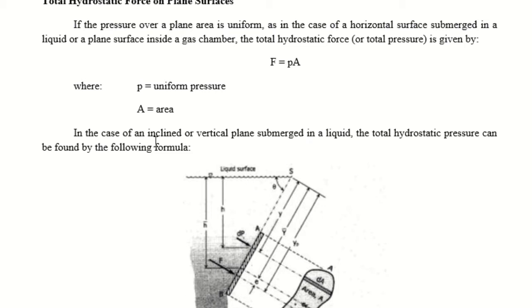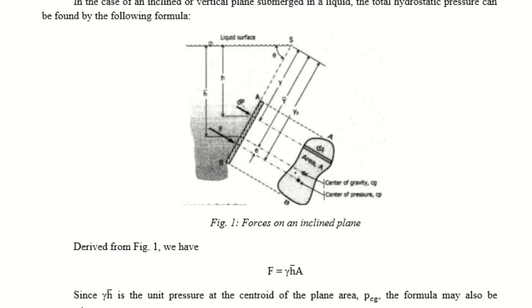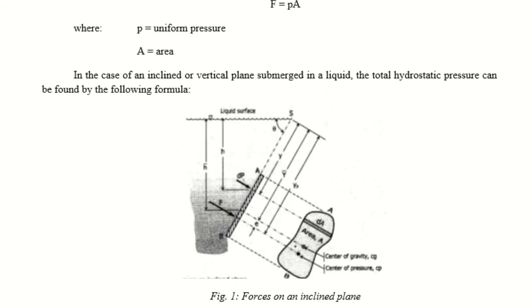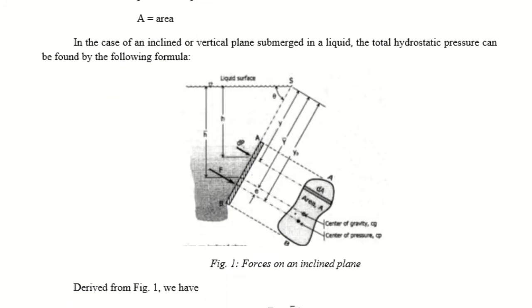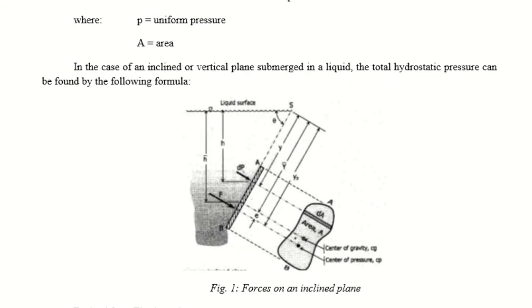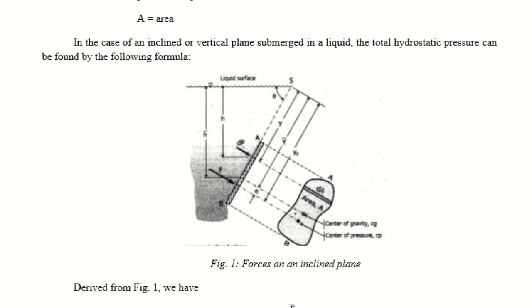In the case of an inclined or vertical plane submerged in a fluid or liquid, the total hydrostatic pressure can be found by the following formula. So here is the derivation of the formula that we are going to use for this topic. Derived from figure 1, we have F is equal to gamma H bar times A. As you can see, di ba? As we have discussed in our previous discussion, pressure is equal to gamma times height. Remember? So as you can see in here, i-substitute lang natin yung value ng P sa gamma times height. Okay? Walang bago dyan.